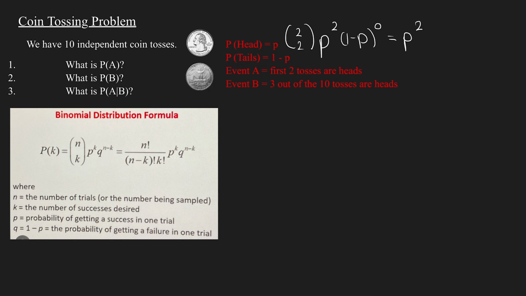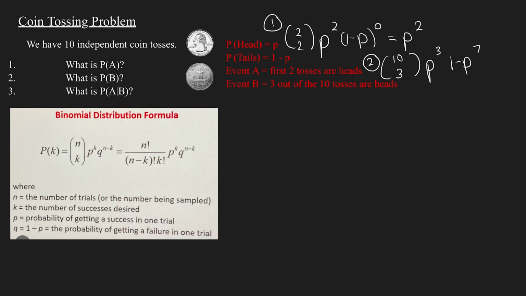So what is the probability of event B? 3 out of the 10 tosses are heads. So we know there's 10 total tosses, 3 out of the 10. So we're choosing 3, and the number of times we get heads is 3, times 1 minus p to the n minus k, which is 7. So let's move this to the side. That's event B, by the way. So this is number 1, and this is number 2.